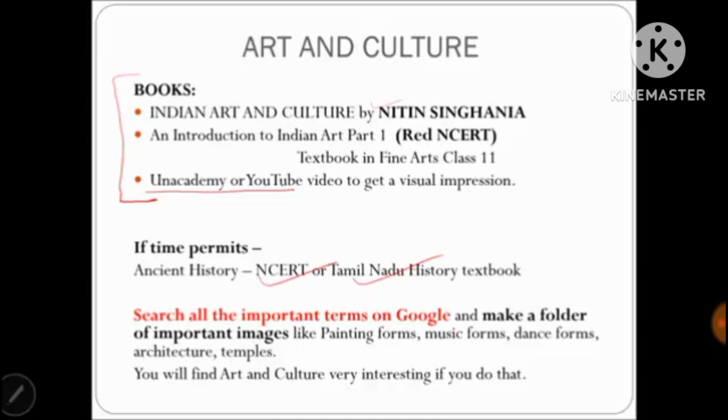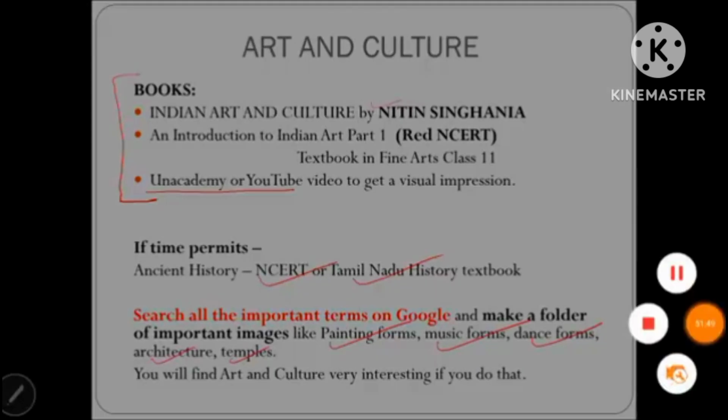Again, search all the important terms on Google and make a separate folder for the important images, like a folder for painting forms, music forms, dance forms, architecture, temples, etc. That way, art and culture will become very interesting for you. Let me show you how.